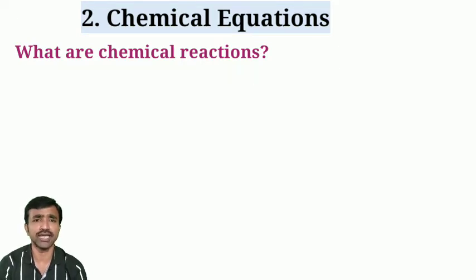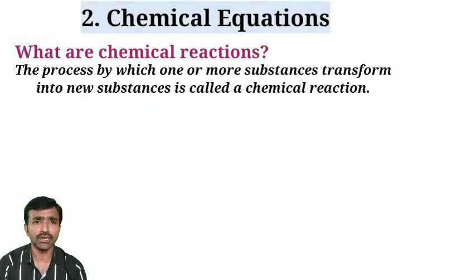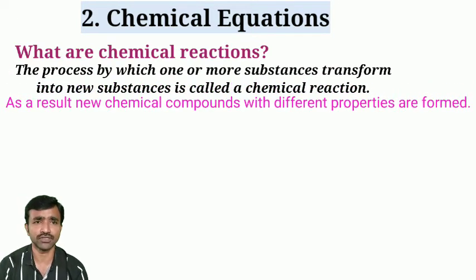Simply, a reaction is a process in which one or more substances transform into a new substance having completely different properties. So as a result of a chemical reaction, we get a new substance which completely differs in chemical properties from the old substances. That means a change happens, and after the change, we get a new substance with new characteristics.